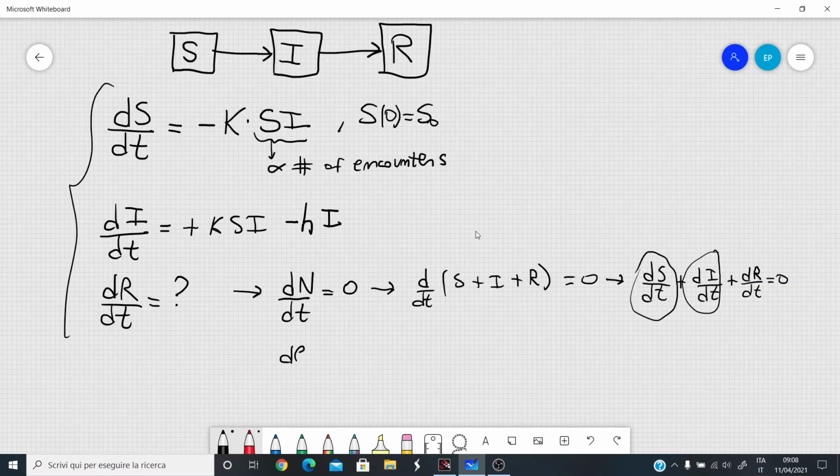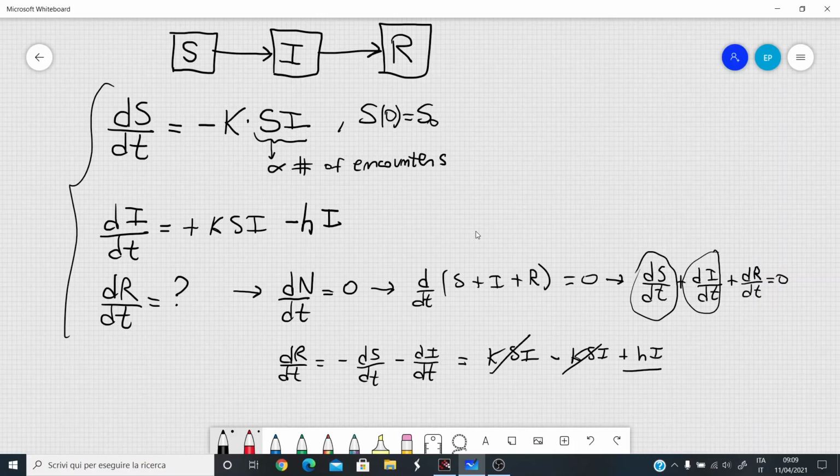Okay, so dR over dt will be equal to minus dS over dt minus dI over dt, and I can substitute this expression for dS over dt, so I will have minus with another minus sign will become a plus, so I have k S I, and then I have minus dI over dt, which is minus k S I plus h I. So here these two terms will cancel, and I will be left with h I equal to dR over dt. So I can replace it here, and so this will become dR over dt is h times I. So the more infectious people, the more of them will become removed, which is something intuitive. So this term here, h I, will increase the number of removed.